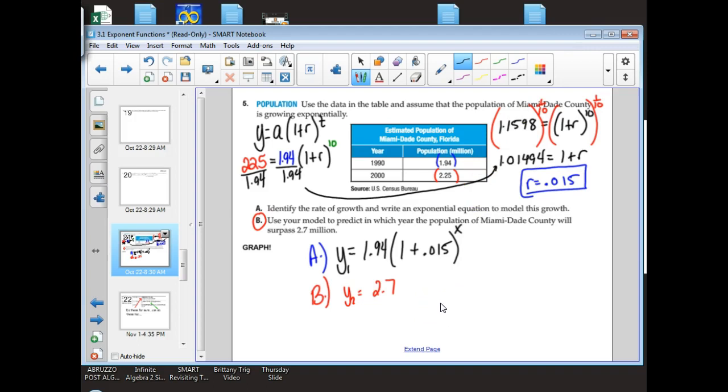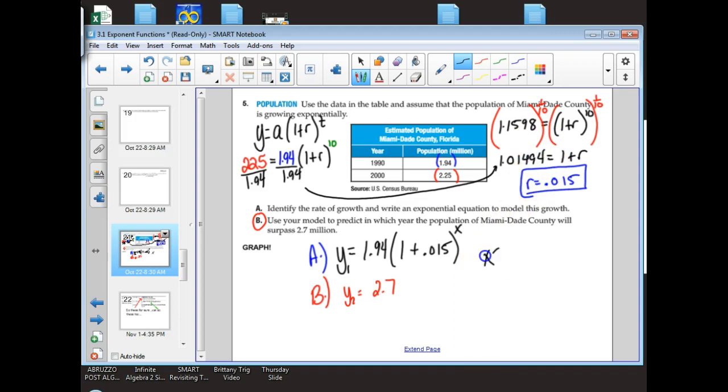Because when did this model start? In 1990. Okay, so now that I think about this, this is a really stupid question. Because according to this model, the population for Miami-Dade County would reach 2.7 million in the year 2012. What year is it? It's 2018. What a dumb question. My bad. Maybe some more updated information, Abruzzo.